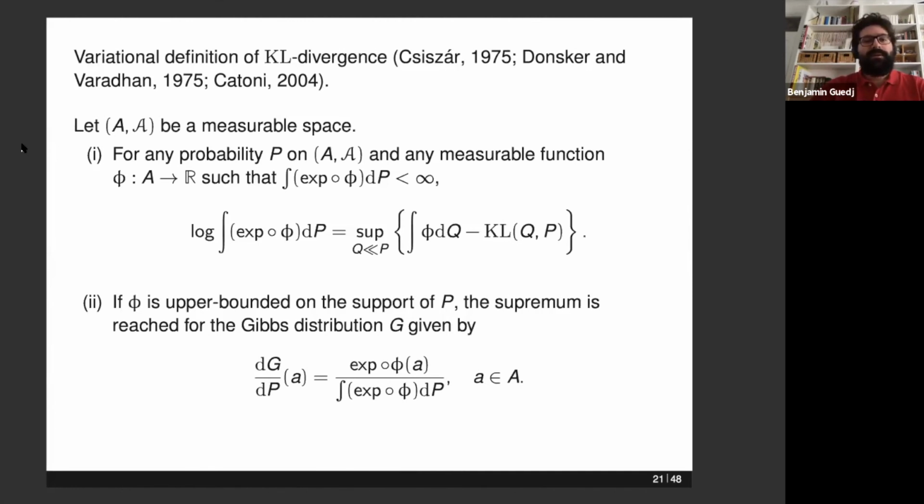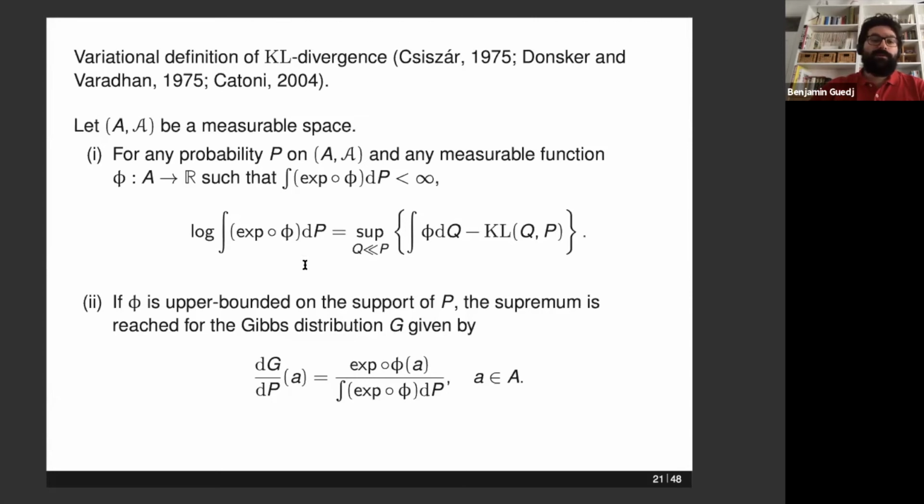But what this result tells you is an explicit formulation for the log of the integral of the exponential of any function with respect to the prior. This can be rewritten as the sup of the integral of phi with respect to the posterior minus the KL between both distributions. This is a Legendre transform of the KL. It's also known under that name. That's the first part of the statement.